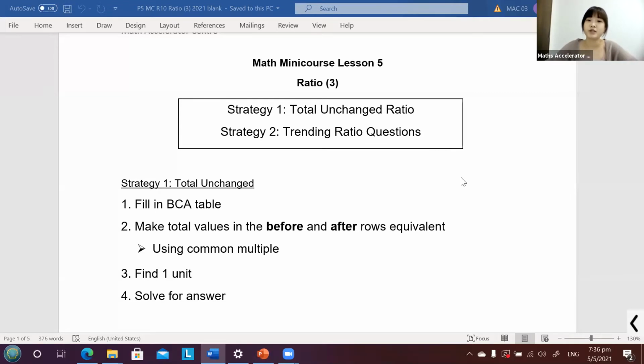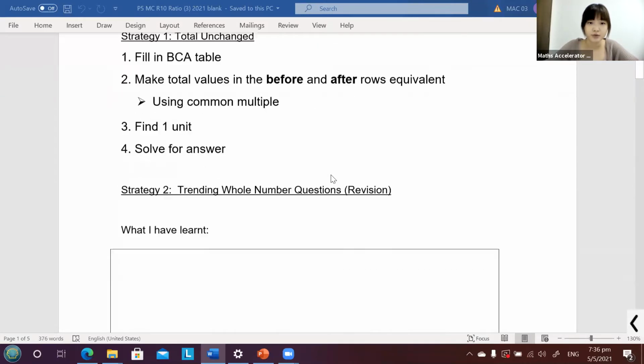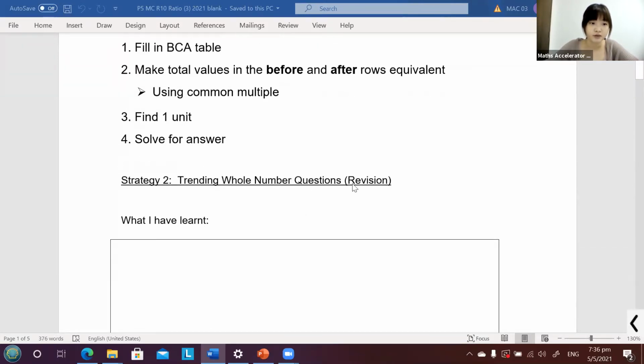So today we'll be covering ratio for the first strategy, and later on, we'll be doing some whole number questions as revision.